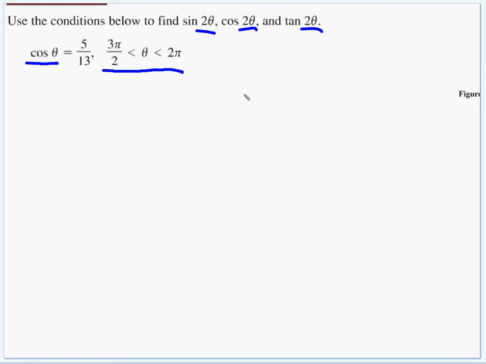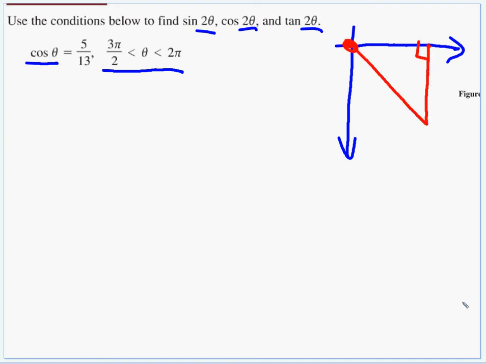Well, we're going to set up a triangle and let's figure out what quadrant we're in. 3 pi over 2 to 2 pi. That looks like quadrant 4. So I'm going to draw a Cartesian plane accentuating quadrant 4. We go from the origin out into the quadrant and back to the x-axis. So there is our triangle. Angle theta will be at the origin, as it should be.